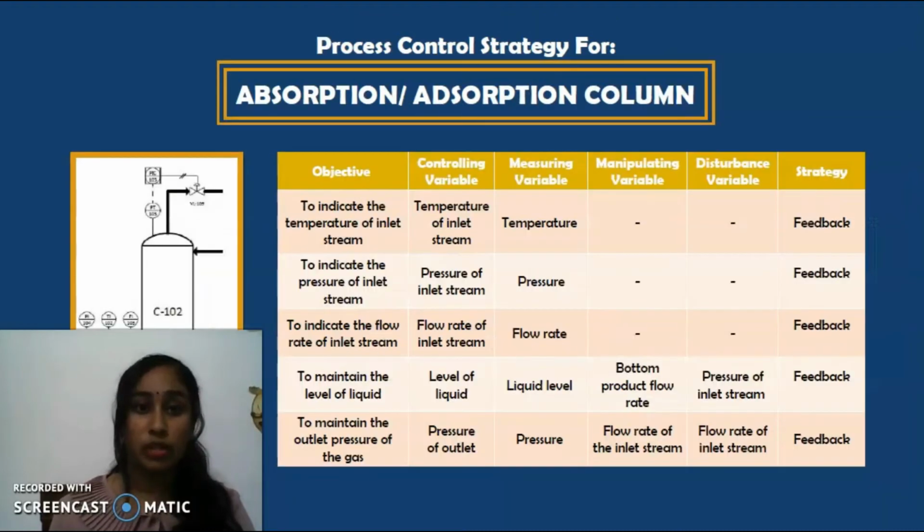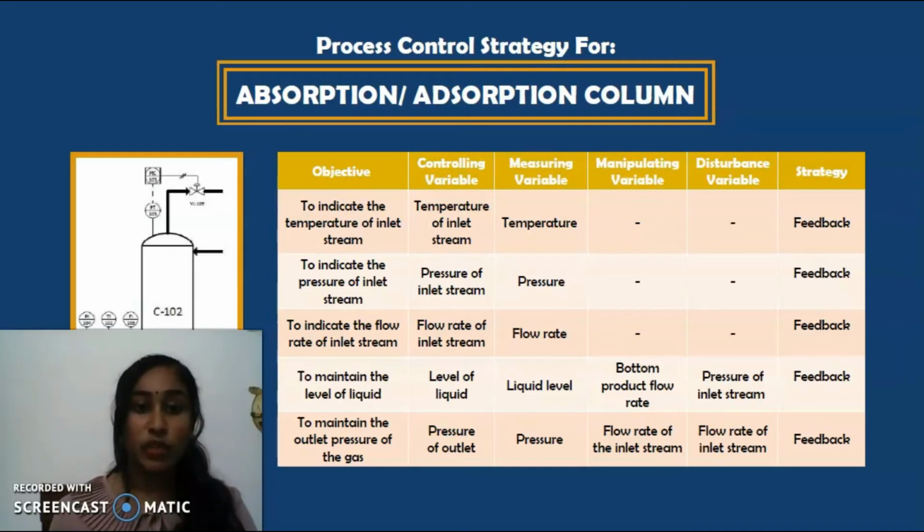Moving on to the absorption column. There are three indicators and two controllers. The first one is the temperature indicator. It is to indicate the temperature of the inlet stream, and the controlling variable is the temperature of the inlet stream. And next is the pressure indicator. It is to indicate the pressure of the inlet stream with the controlling variable of pressure of inlet stream.